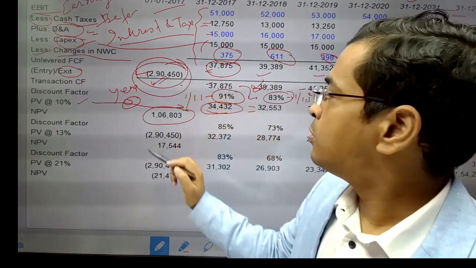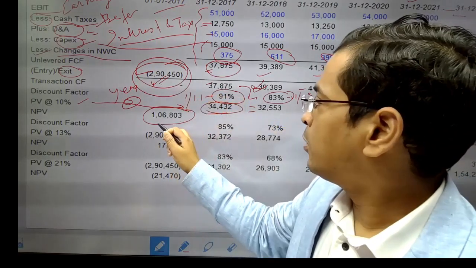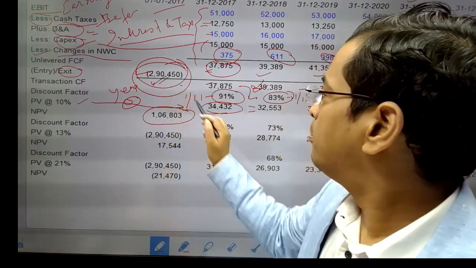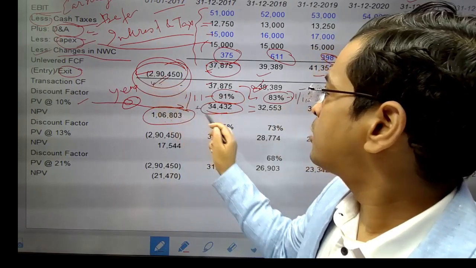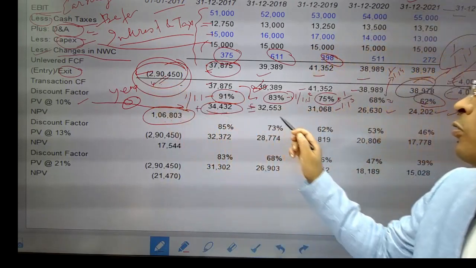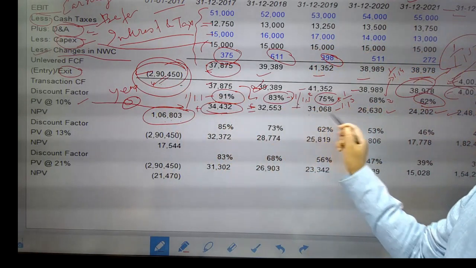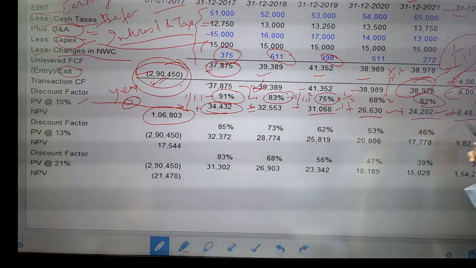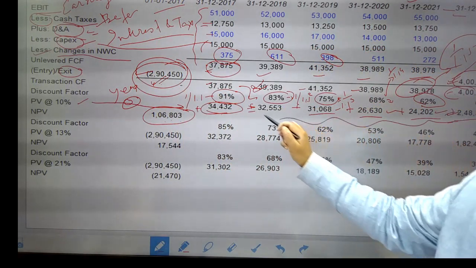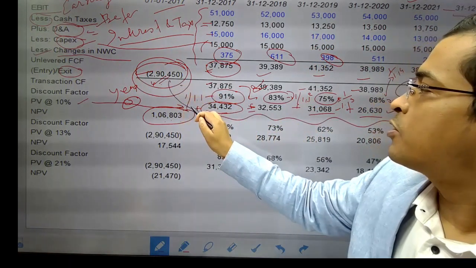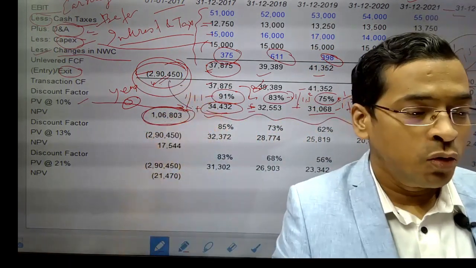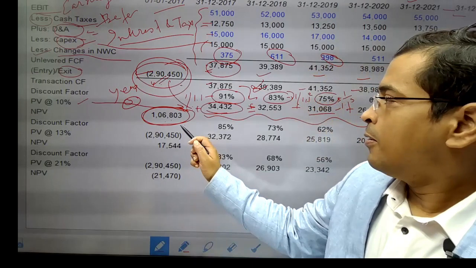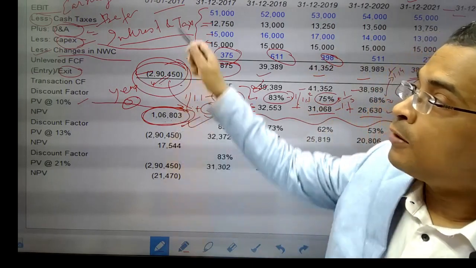So what do we do here? How do we get to 106,803? This is basically the negative 290,000 plus 34,000 plus 32,553 plus this value plus this value plus this value, and finally this value. So if we sum up all this and also adjust this, we'll get 106,803. Getting clear? Better?